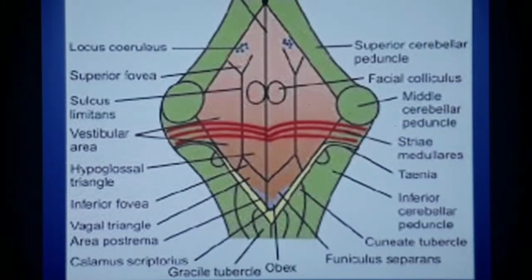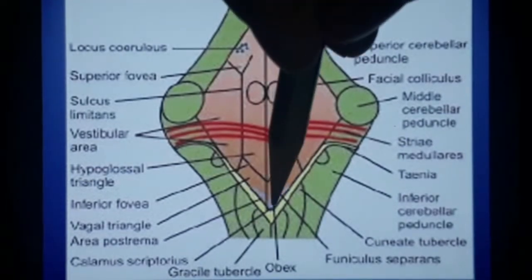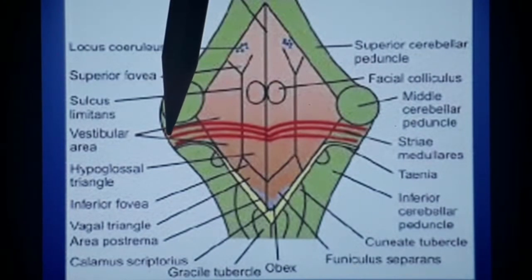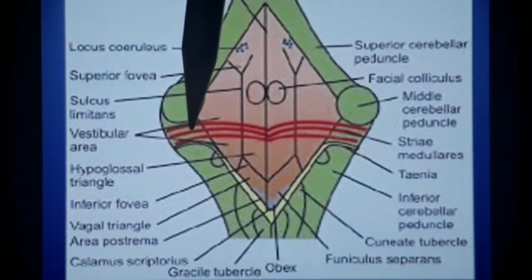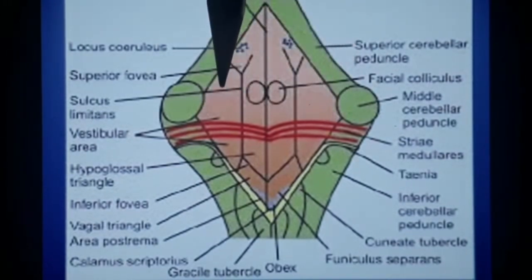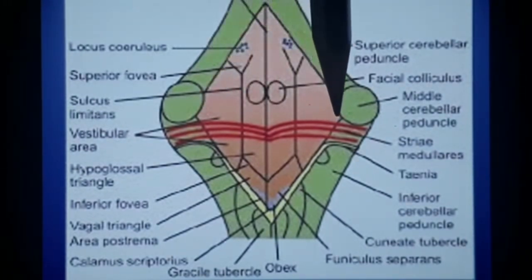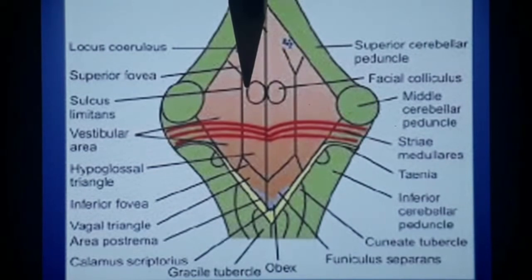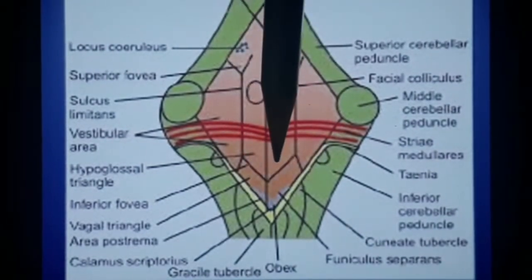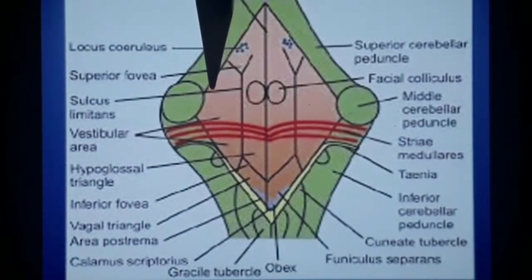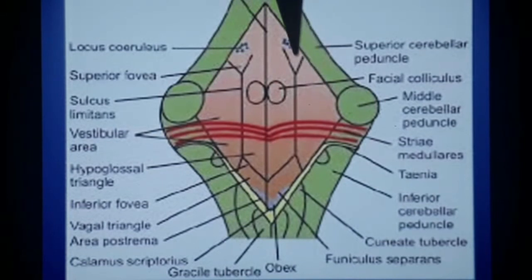Here you can see the median sulcus, and this stria medullaris, the white fiber, is dividing it into the upper triangular part, which is formed by the posterior surface of the pons, and the lower triangular part, which is formed by the posterior surface of the medulla. First we will see about the upper part, which is formed by the posterior surface of the pons.